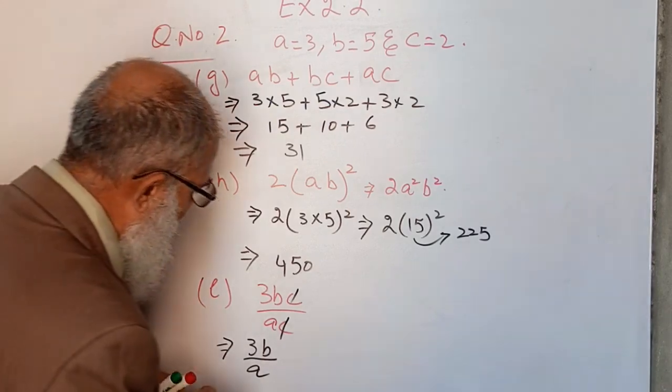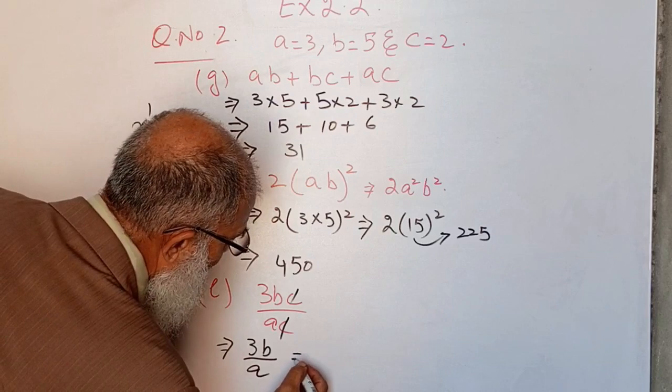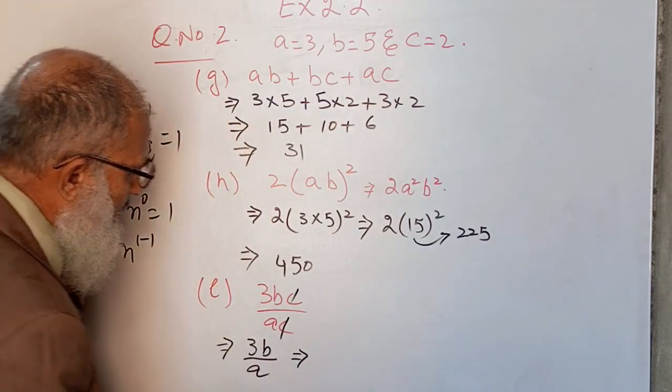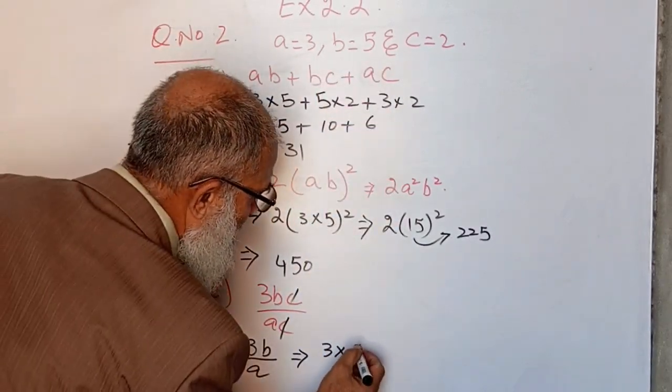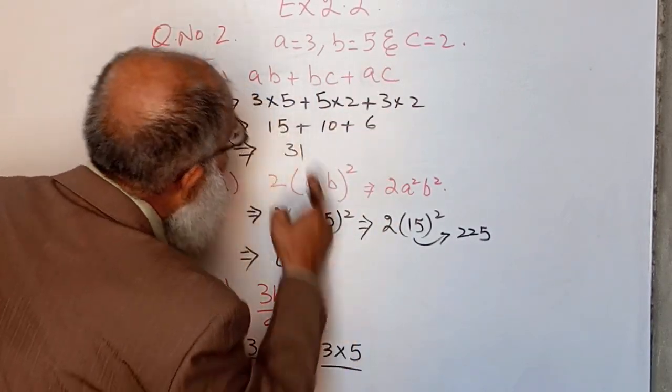So the final answer for this will be 3b. B is 5 and divided by a, which is 3.